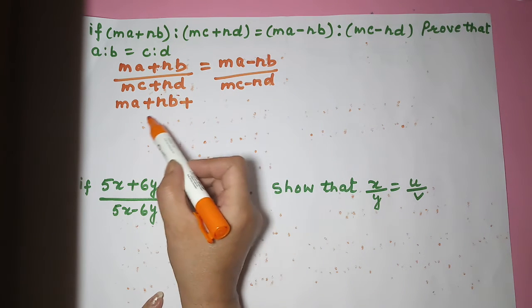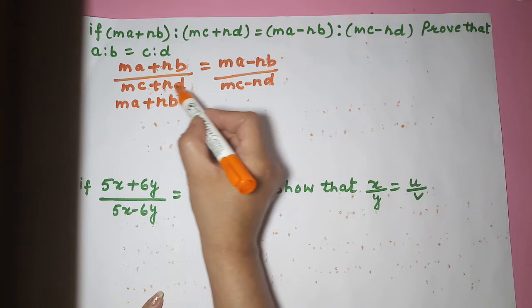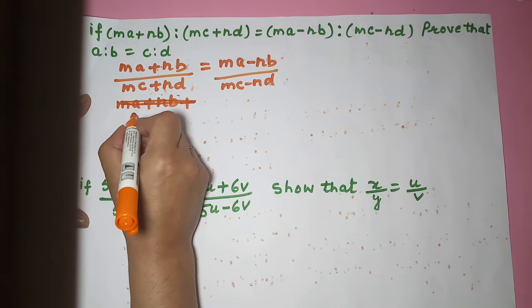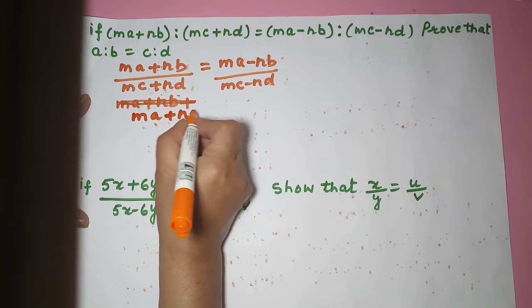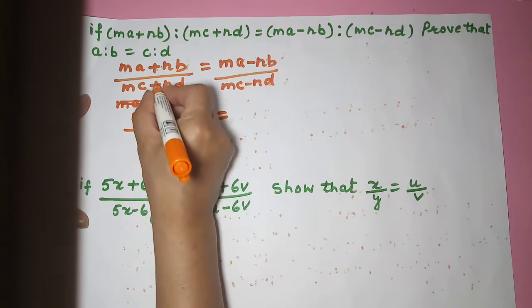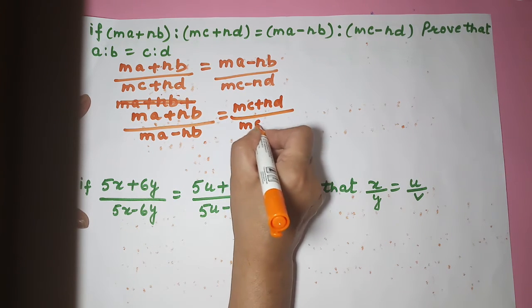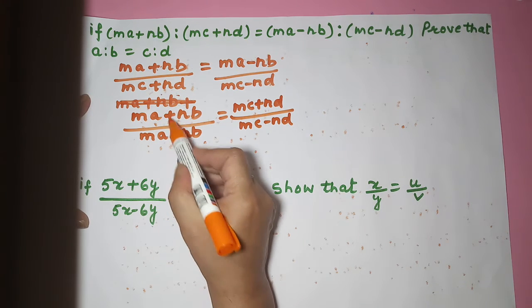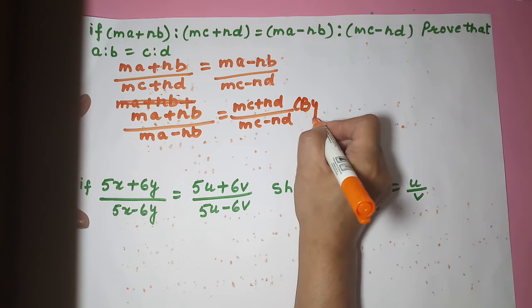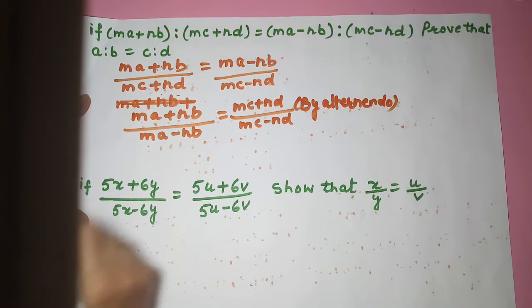I will use another property of proportion, that is alternando. I will shift this first here and this term here. That shifting is called alternando. So I will do that first. MA plus NB upon MA minus NB is equal to, I'm shifting this here, I'll get MC plus ND upon MC minus ND. Now you can see that plus and minus sign and AB here. So this was by alternando. I did this by alternando. Now I can apply componendo and dividendo.